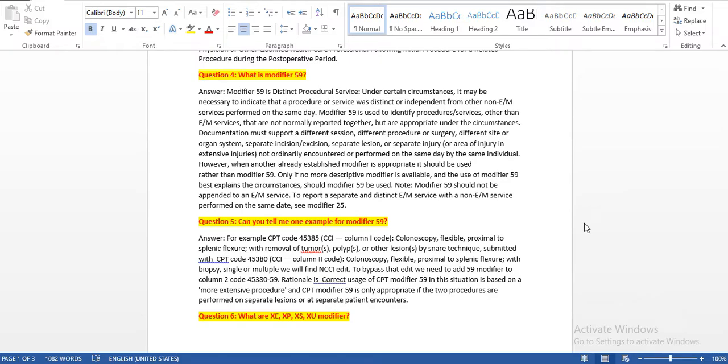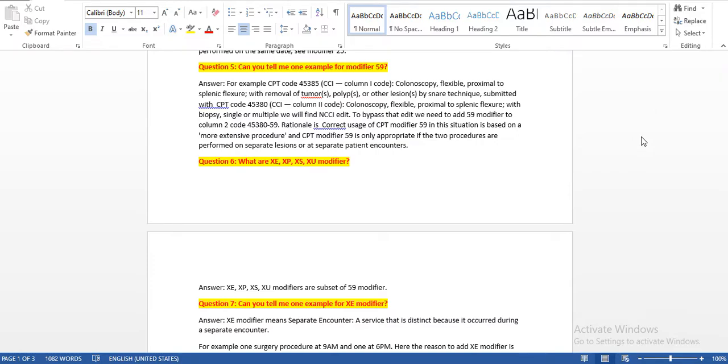Like column 1, column 2 codes. Column 1 code is a major procedure. Column 2 code is a component procedure. When we have a column 1 code and a column 2 code, we need to add modifier 59 to the column 2 code to indicate that the procedure was performed in 2 sessions or 2 sites.